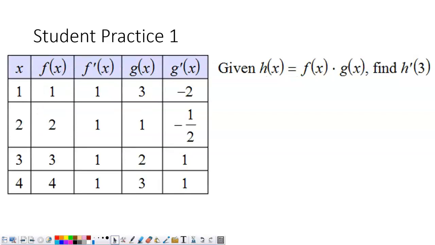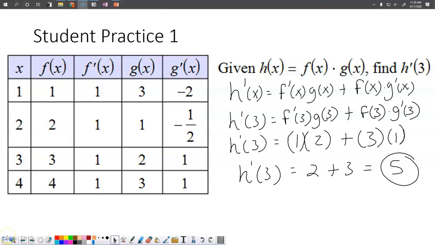So here's a student practice for you guys. Go ahead and give it a shot. See what you guys can do. Pause the video here, and when you unpause it, you will have the worked out solution to see how you did. Okay, and there's your solution, you guys.